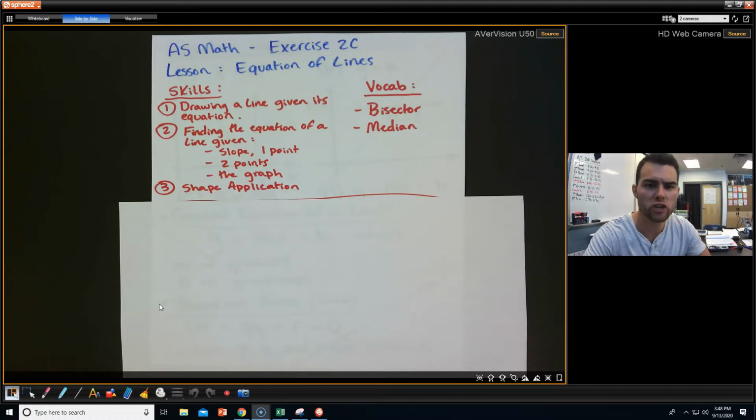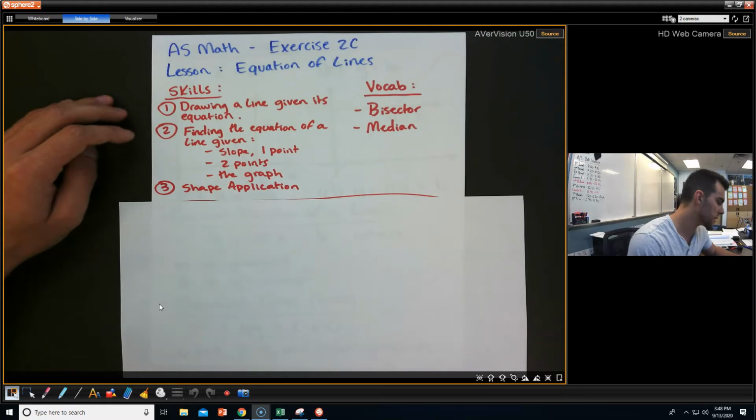This is the equation of lines, so a lot more review, but let's make sure we know these ideas and these concepts because one of our skills today is more of those dreaded shape application problems. So if we're not comfortable with this stuff, it's going to be hard to do those, okay?